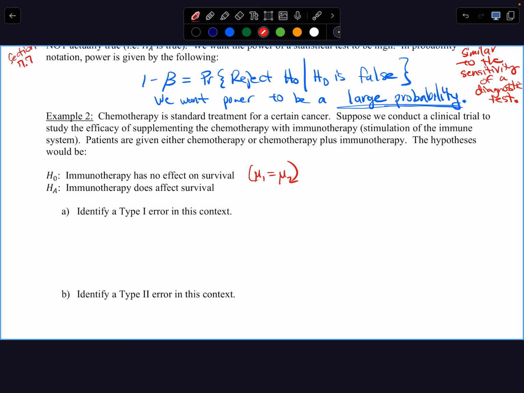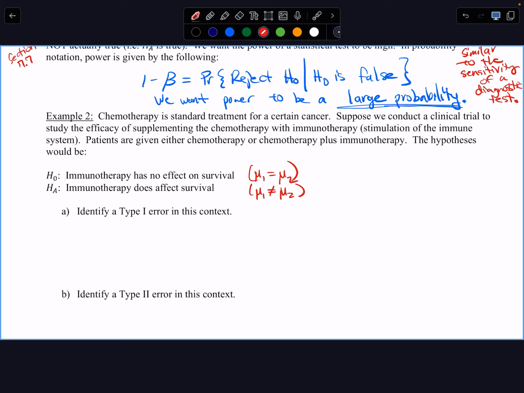And then my alternative hypothesis, remember we call this our research hypothesis, which is what we're usually interested in, is that immunotherapy does have an effect on survival. This is equivalent to saying mu1 does not equal mu2. It's just given to us in words.